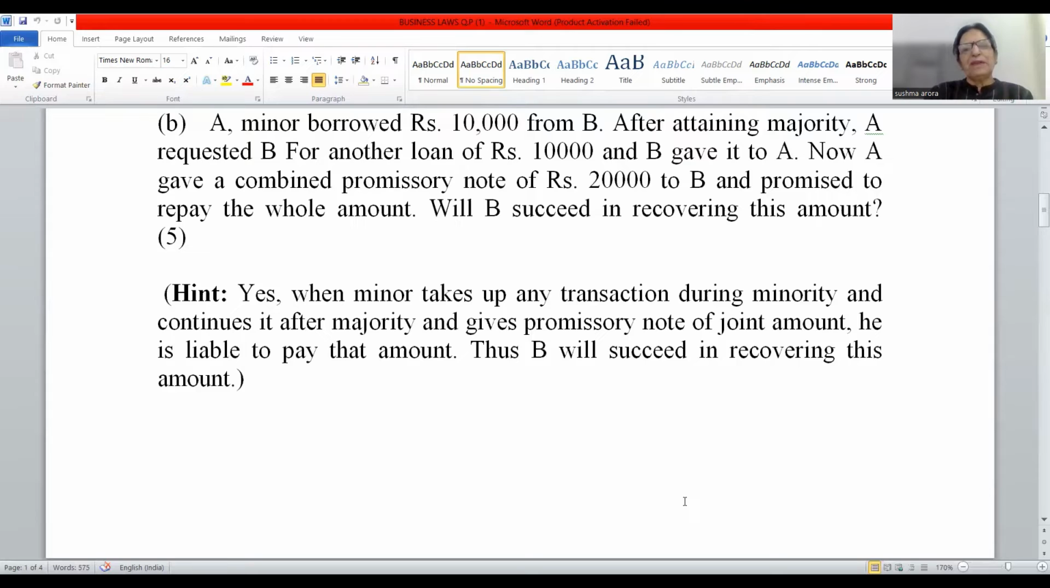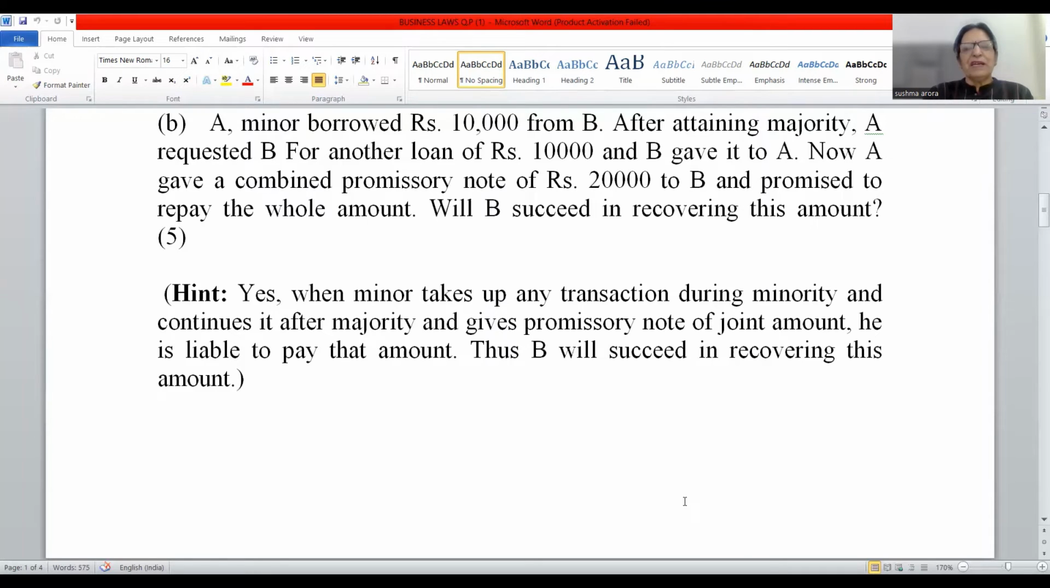So friends, let me explain the law which is applicable here. A borrowed rupees 10,000 from B. If a minor borrows 10,000 rupees from a money lender, issues a promissory note, and after becoming major does not pay this money, then the money lender or B will not have any right to recover this amount from the minor, because this transaction occurred during minority.